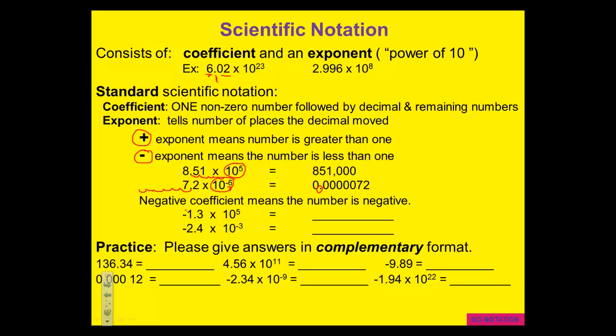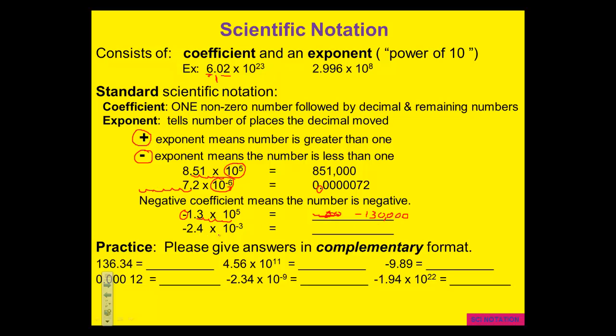Now, can you have negative numbers? Sure you can. But then you put the negative sign out here in front of the coefficient. Negative 1.3 times 10 to the 5th, that's a big negative number, kind of like my bank account. And this number is, let's move the decimal 5 places to make it a big number. 1, 2, 3, 4, 5. It's a big number. Sorry, start that over again. Negative 1, 3, and 4 zeros, so negative 130,000.